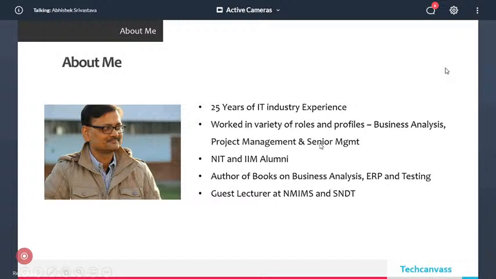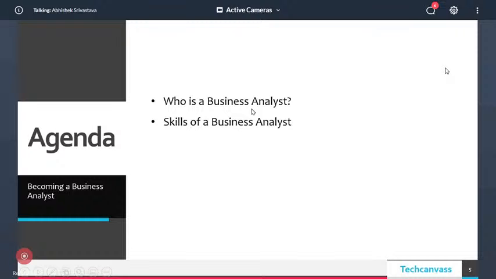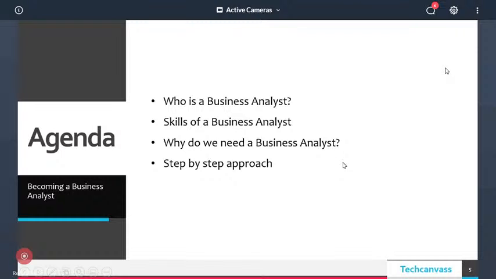So what's the agenda for today? We are going to look at who a business analyst is, what the skills are, and why we need a business analyst. This is important to understand because it will also give you an idea of the future of a business analyst. If the industry needs it, that means there is a good future for the business analyst. Then we'll see a step-by-step approach: how should you try to become a business analyst?